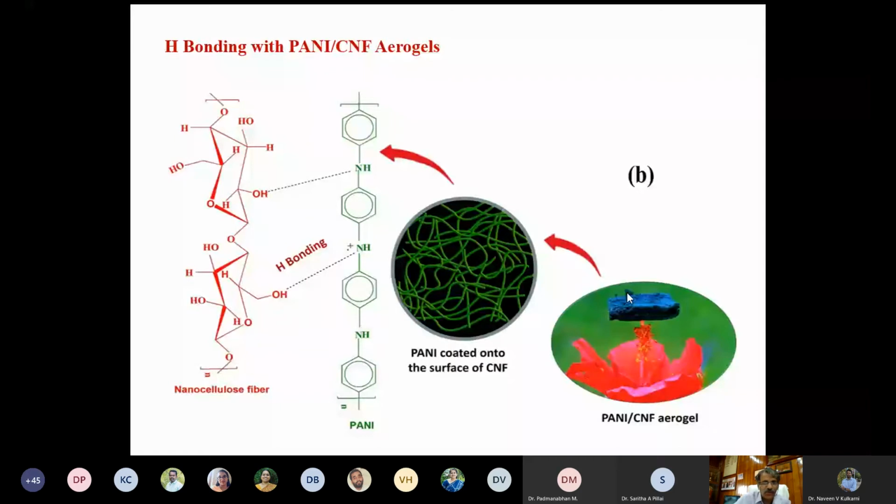And he also showed a beautiful interaction between nanocellulose and polyaniline. This is a strong hydrogen bonding interaction. We could show this by infrared measurements. The interaction between nanocellulose and polyaniline is quite strong. Next slide, please.